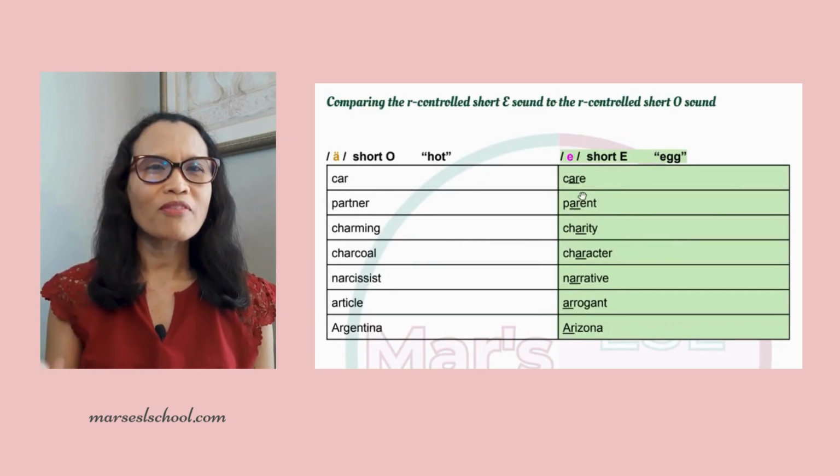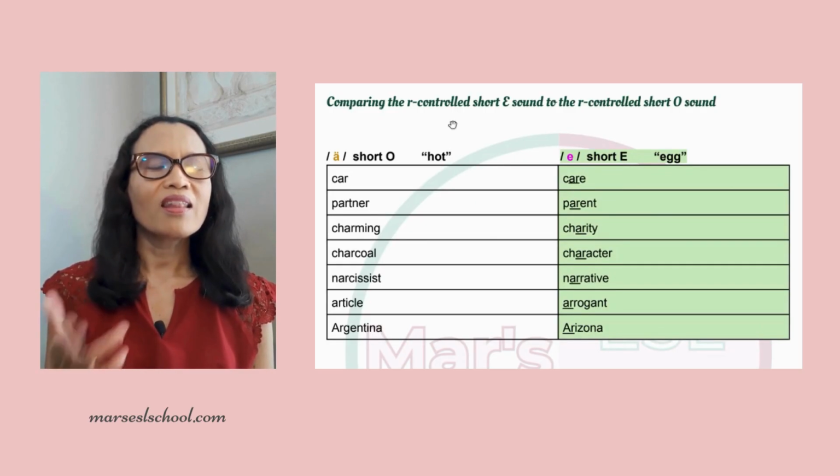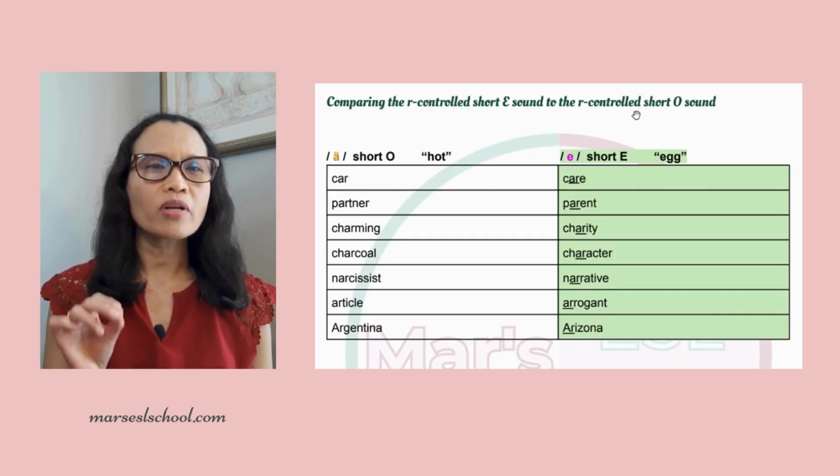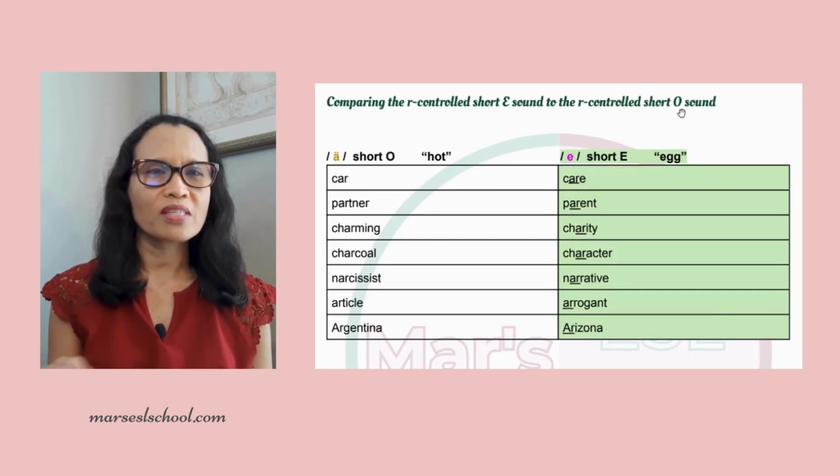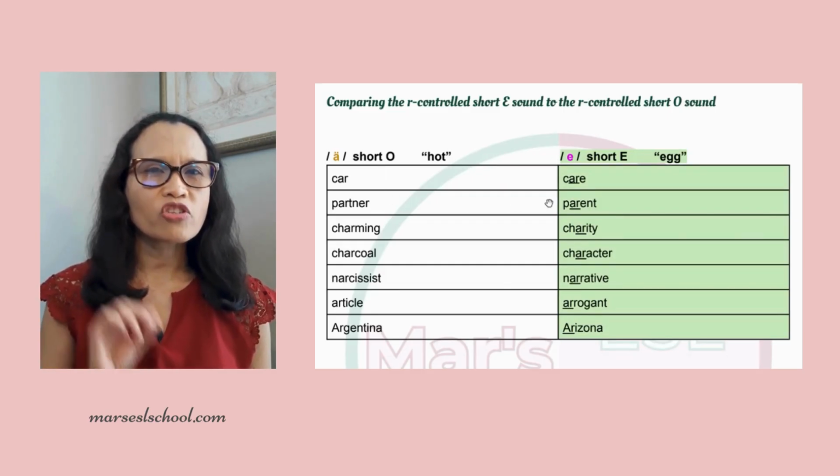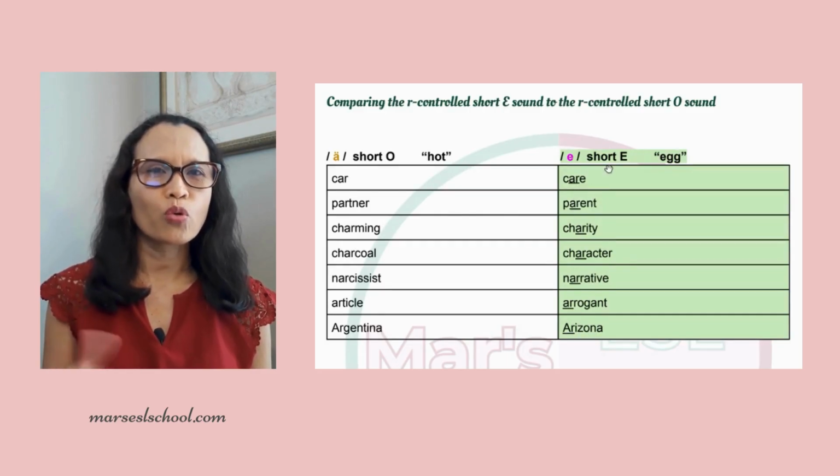The next sound of the vowel A that we're going to study is the R-controlled short E sound. Let's compare it to the R-controlled short O sound, which we've learned previously. We have it here in front of us in the right column to use as a comparison. Now, it may seem strange to think that the letter A will have a short E sound, but this is true in the American accent, in words spelled with AR. But not all words with AR have a short E sound. Some of them have an R-controlled short O sound, like our examples on the left.